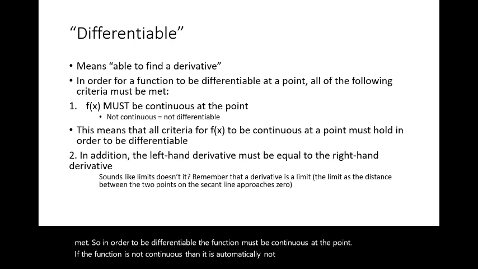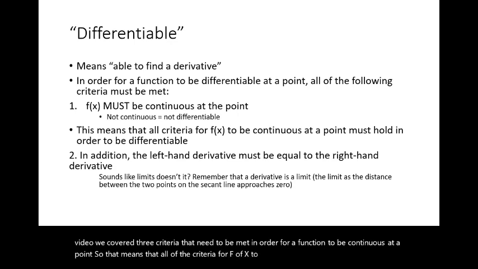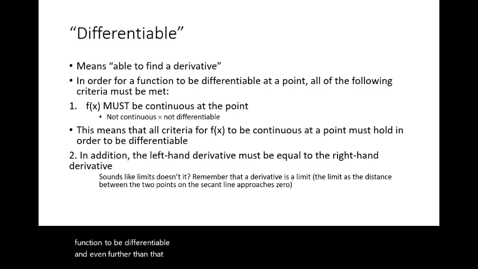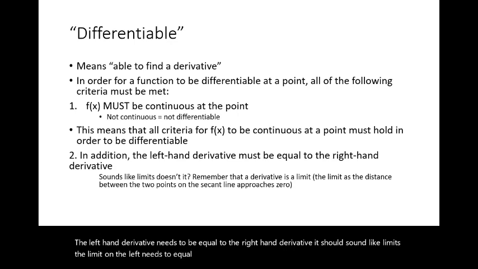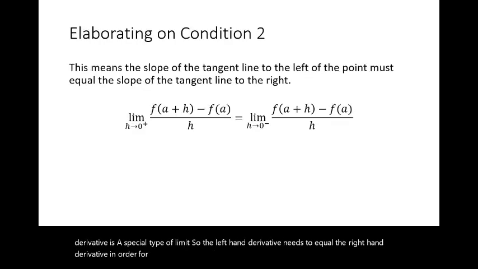In the previous video, we covered 3 criteria that need to be met in order for a function to be continuous at a point. So all of the criteria for f of x to be continuous must hold in order for a function to be differentiable. And even further than that, the left-hand derivative needs to be equal to the right-hand derivative. It should sound like limits, like the limit on the left needs to equal the limit on the right, and it's because it is. Remember that the derivative is a special type of limit. So the left-hand derivative needs to equal the right-hand derivative in order for the derivative limit to exist.